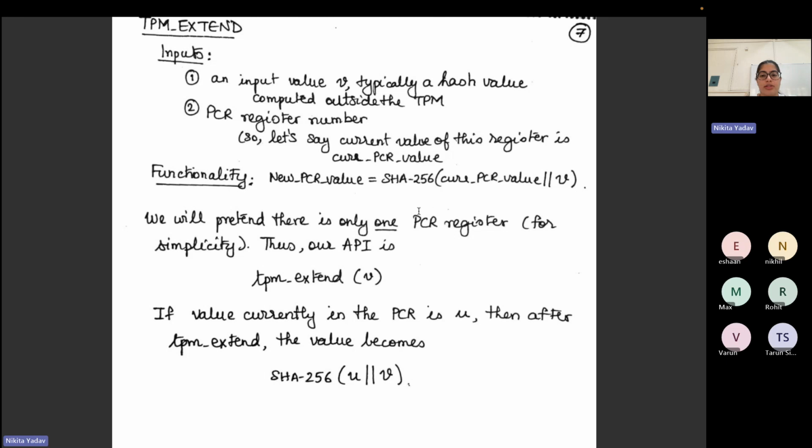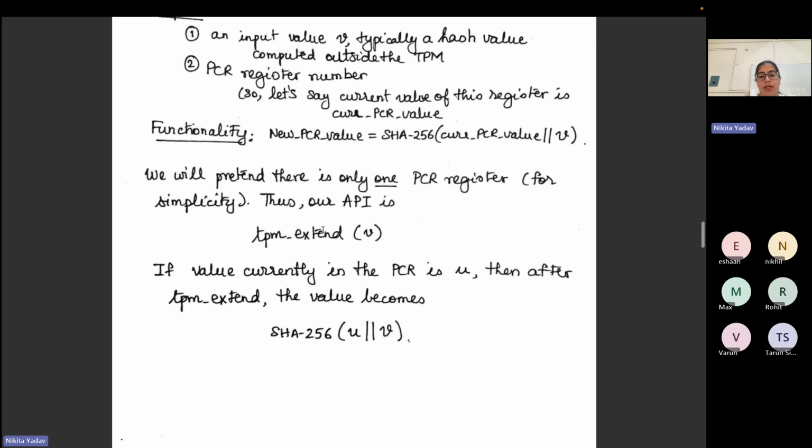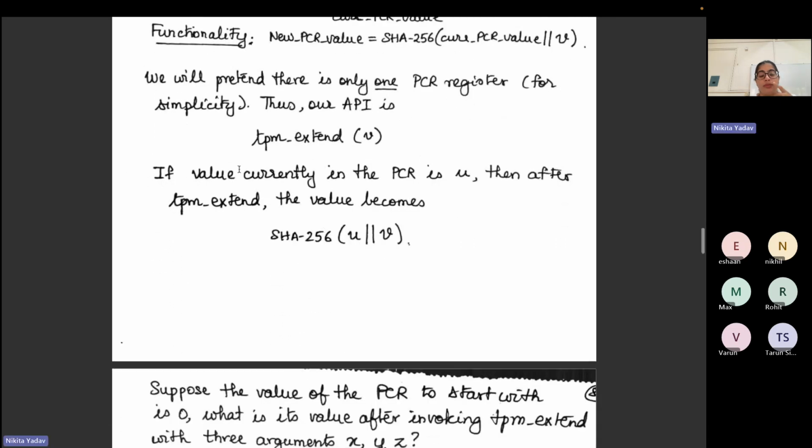And where is this register? This register is an on-chip register in your TPM, which cannot be accessed from anywhere else. So only the TPM can access it. You can just give a value to the TPM, and all the TPM is going to do is keep appending the new value to the current value of PCR, compute SHA-256, and store that value into the PCR. So if the current value in the PCR is U, then after the TPM extend, the value becomes SHA-256 of U extended with V.